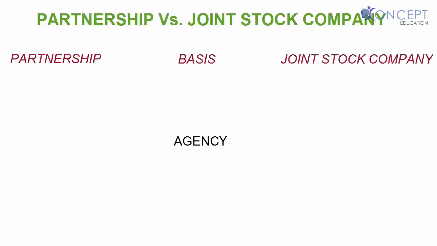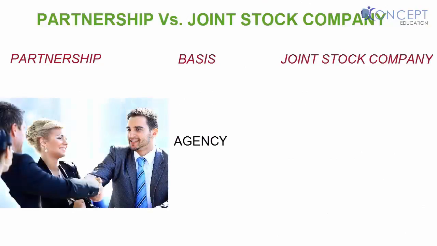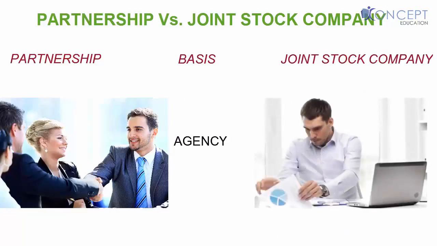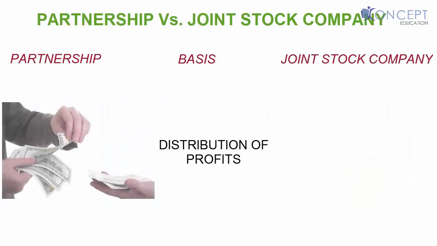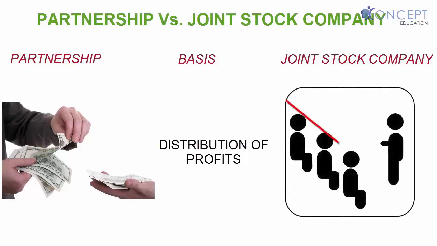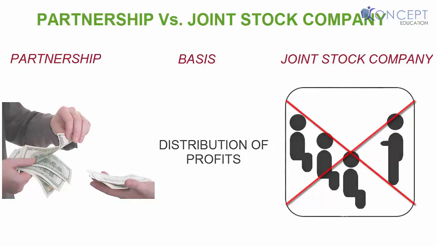Agency. In a firm, every partner is an agent of another partner as well as of the firm. But in a company, a member is not an agent of other members of the company. His actions do not bind the company either. The distribution of the profits. The profits of the firm must be distributed among the partners according to the terms of the partnership deed. In a company, there is no such compulsion to distribute profits. Either the entire profits can be distributed on the basis of dividends, or the entire profit can also be kept in the company for future aspects.